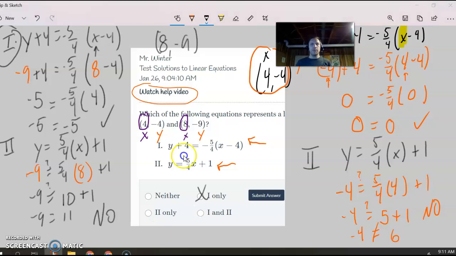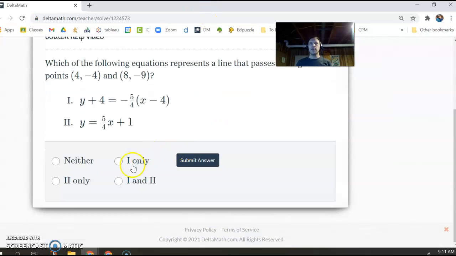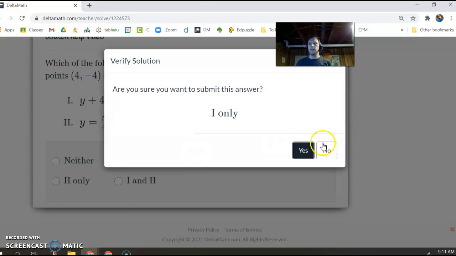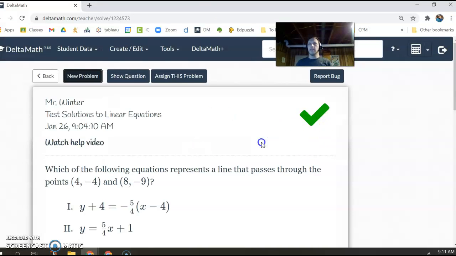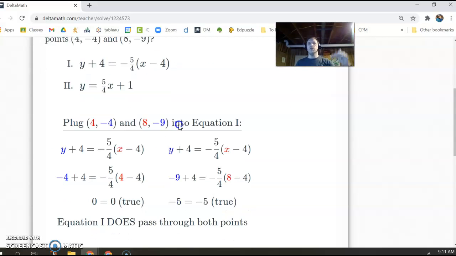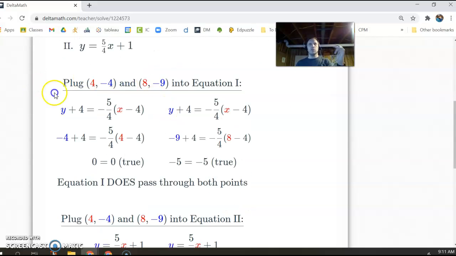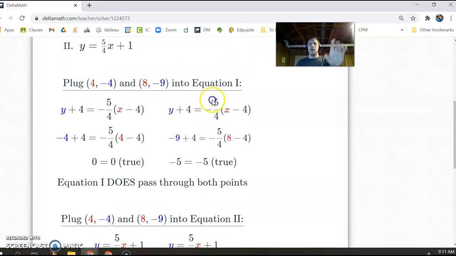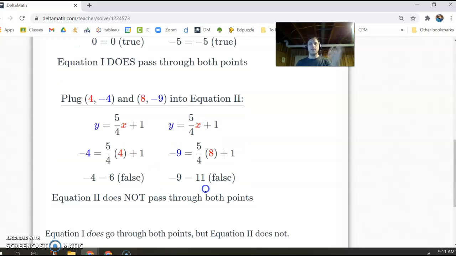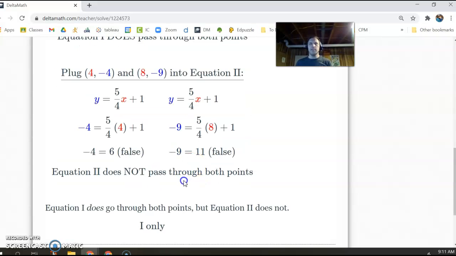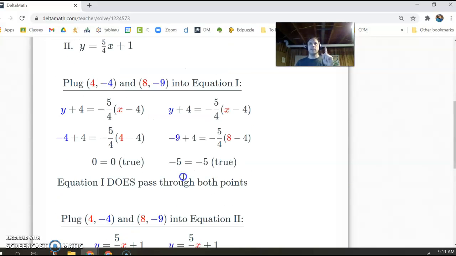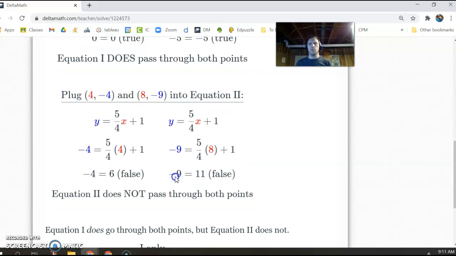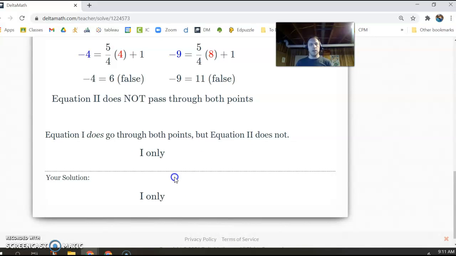So let me pull this up for you so you can see it. I'm going to go down here and click 1 only, submit my answer, and boom, I got the green check mark. Now it walks you through that same stuff I just did. So you can look through the notes here, take a moment, pause this if you want to write these down. All right, so it's true on equation 1. Equation 2, it's false. So it does not pass through both points. It only passes through the first point. The first point is the only one both equations pass through. All right, I hope that helps you with that problem.